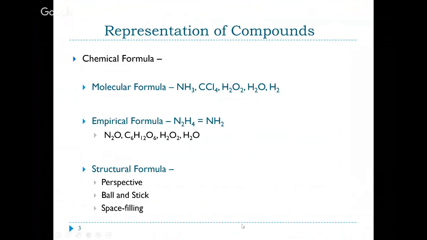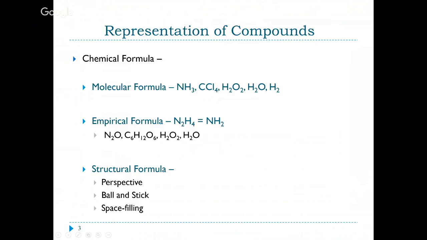We can also consider a formula called the empirical formula, which is the simplest whole number ratio of atoms in a compound. So hydrazine, N2H4, can be simplified to NH2. So what did we do? We divided each of these by 2, and now we have the simplest whole number ratio. This does not necessarily mean that this molecule can exist. It is just a simplified form of a molecular formula.